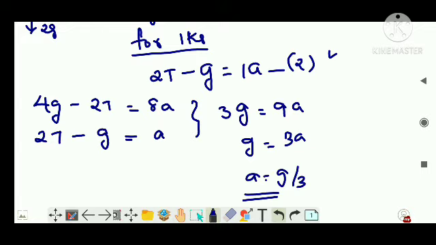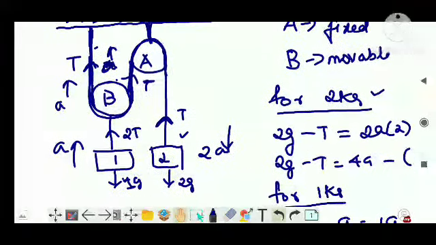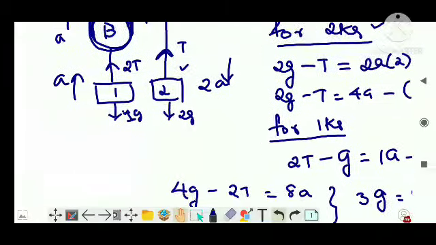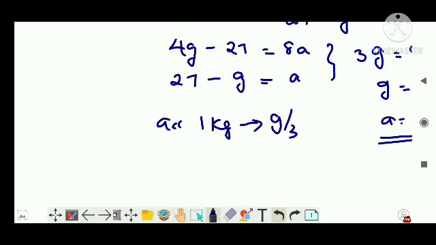Now that is the acceleration of which one? This is the acceleration of pulley, right? This is the acceleration of pulley as well as the acceleration of 1 kilogram weight. Acceleration is G by 3. Now what is the acceleration of 2 kilogram? You have told that it is 2A, so it will be 2G by 3. Clear?